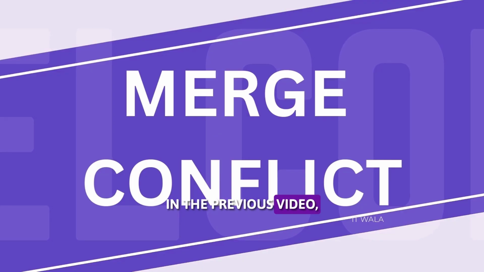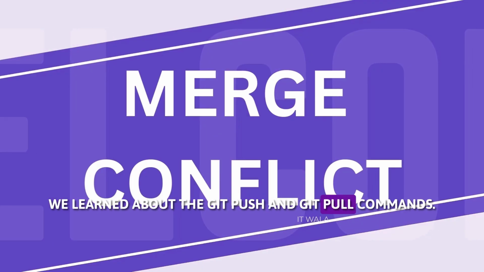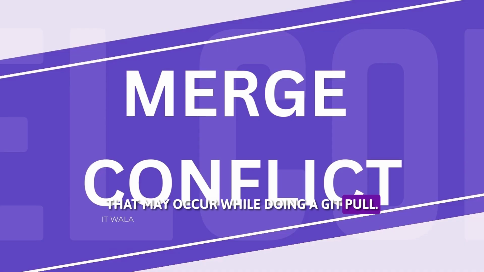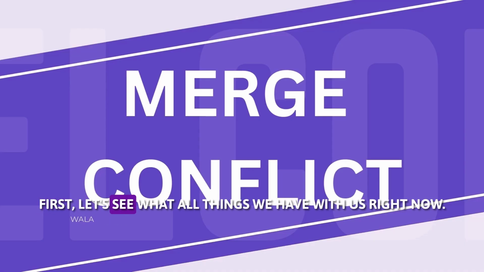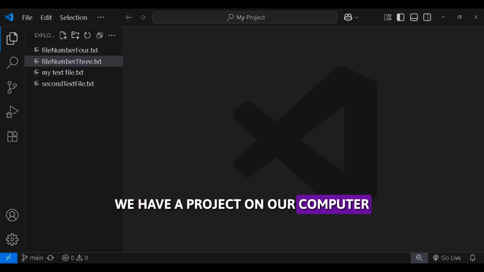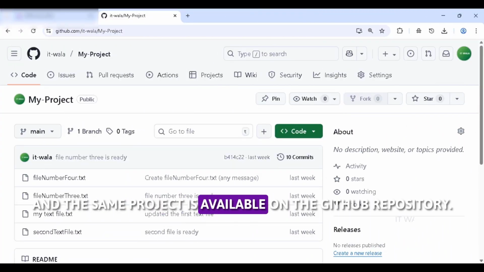In the previous video, we learned about the git push and git pull commands. In this tutorial, we learn about the merge conflicts that may occur while doing a git pull. First, let's see what all things we have with us right now. We have a project on our computer that we have opened in VS Code. And the same project is available on the GitHub repository.